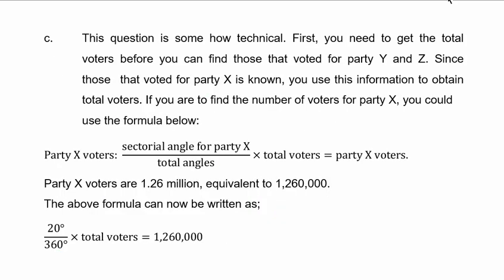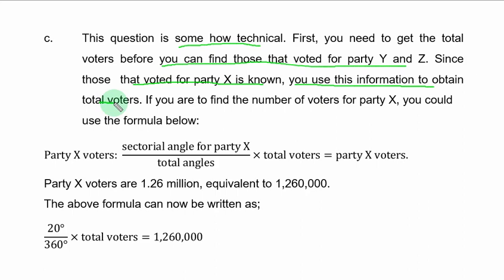C part of the question. This part is somewhat technical. First, you need to get the total voters before you can find those that voted for party Y and Z. Since those that voted for party S is known, you use this information to obtain total voters.